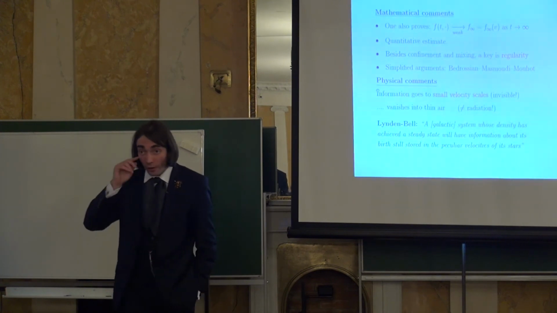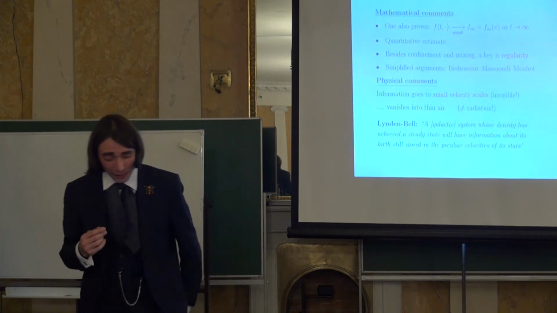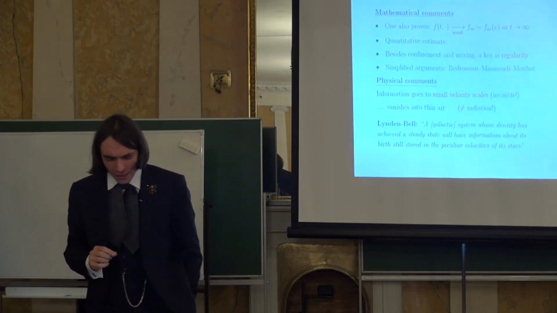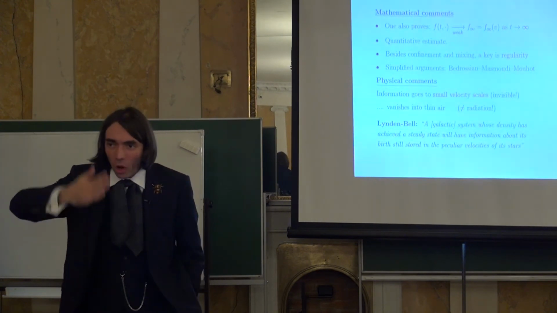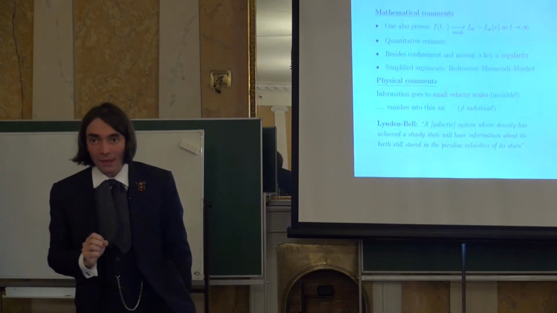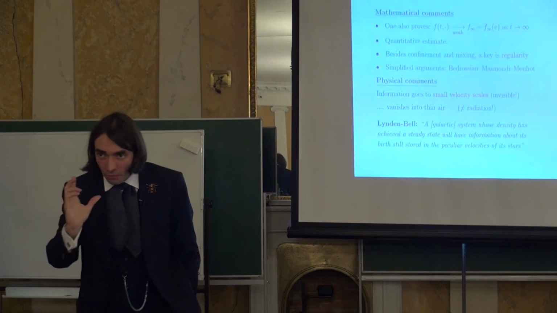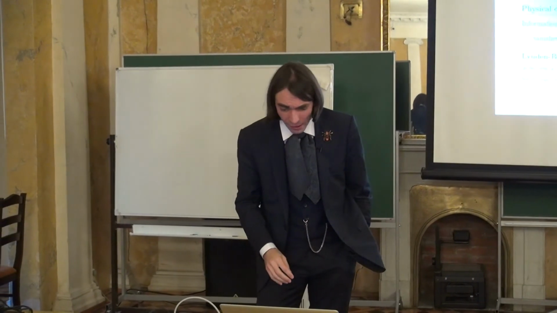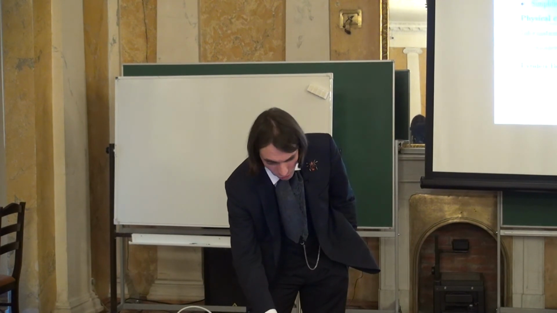Some physical comments. How do we resolve the paradox between the reversible equation and the irreversible behavior? The resolution is that information goes to small velocity scales where it becomes invisible. In a way, it vanishes into thin air. There are oscillations in the distribution function which become more and more fast in the velocity variable, and these oscillations become so fast at some point that you cannot measure them, and this is where the information disappears. And this is why the convergence here is only weak convergence, not a strong convergence.